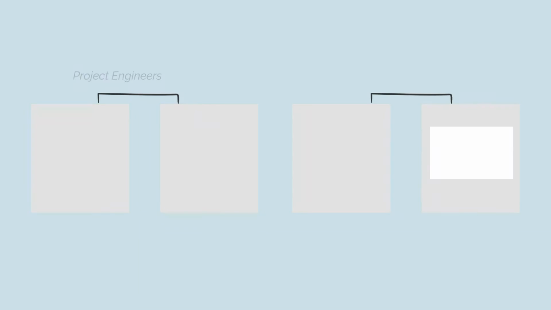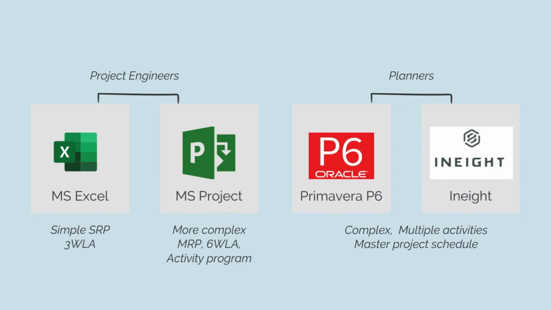So for example, as a project engineer, you'll probably be using Microsoft Excel, which is really good for simple short range programs that you have to update all the time. But also you should probably know how to use Microsoft Project. So Microsoft Project is probably, I would say, better for more medium range programs, like a 6-week look ahead, or if you're trying to do a full activity program for a larger scope, you want to be using Microsoft Project. And then the planning team will be using things like Primavera P6, which is probably the most common one.